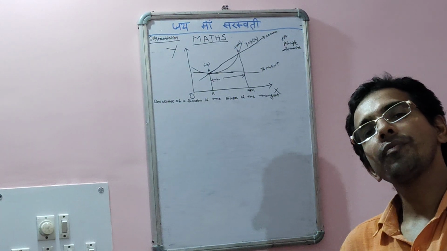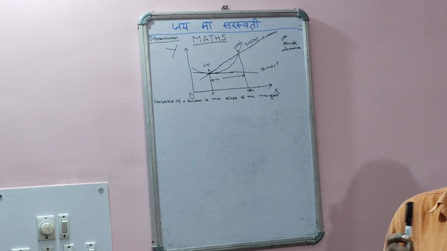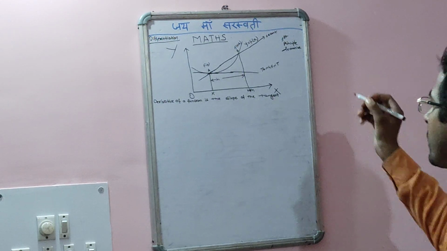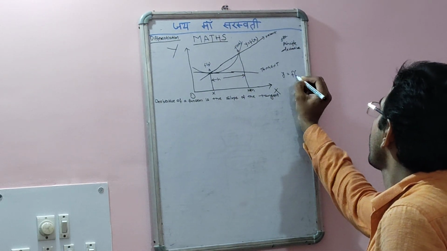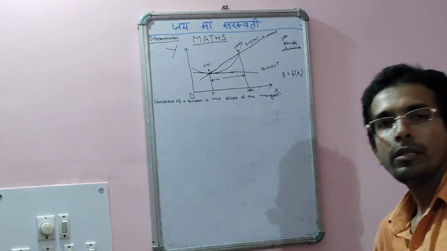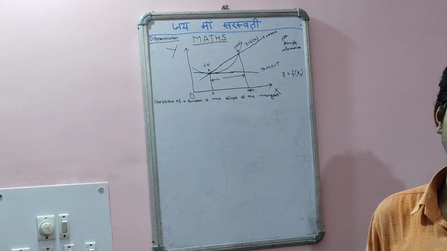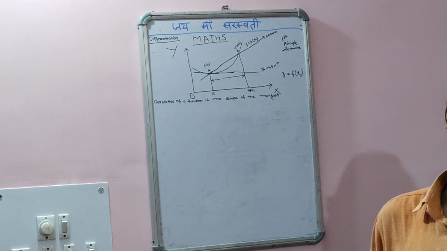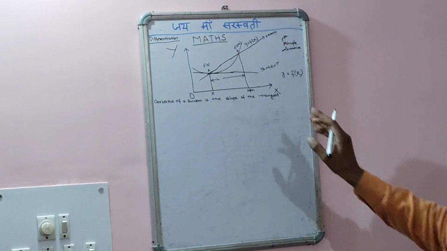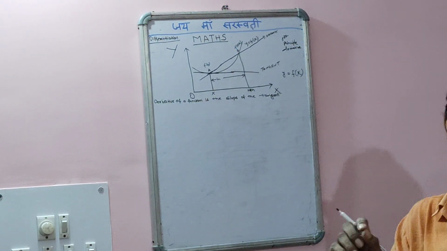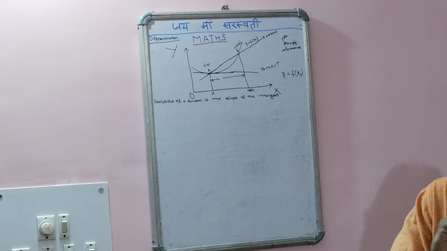A continuous function is a function in which for every value of x there will be a corresponding value of y also. Suppose we are writing y is equal to f(x), that means y depends on x. As x increases, y will also increase, or as x decreases, y will also decrease. So y is a function of x. For every value of x, there will be a separate value of y.